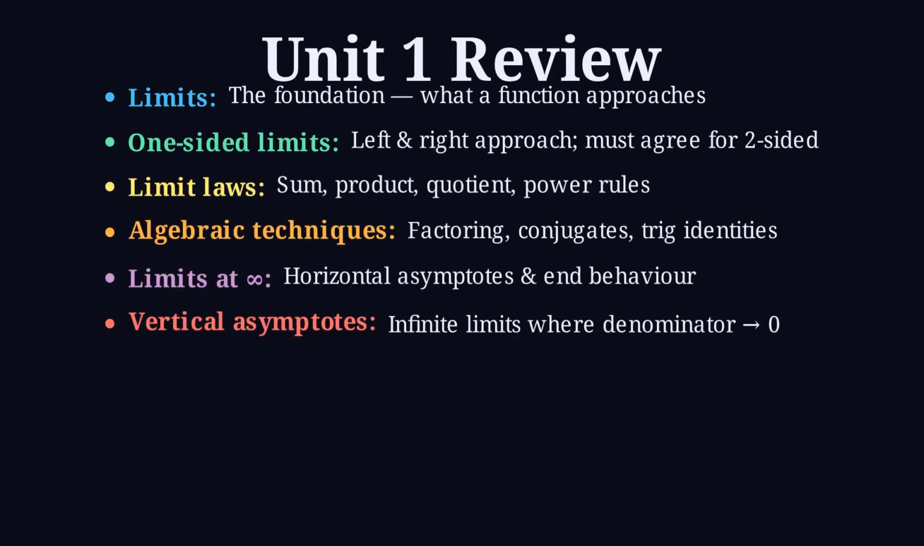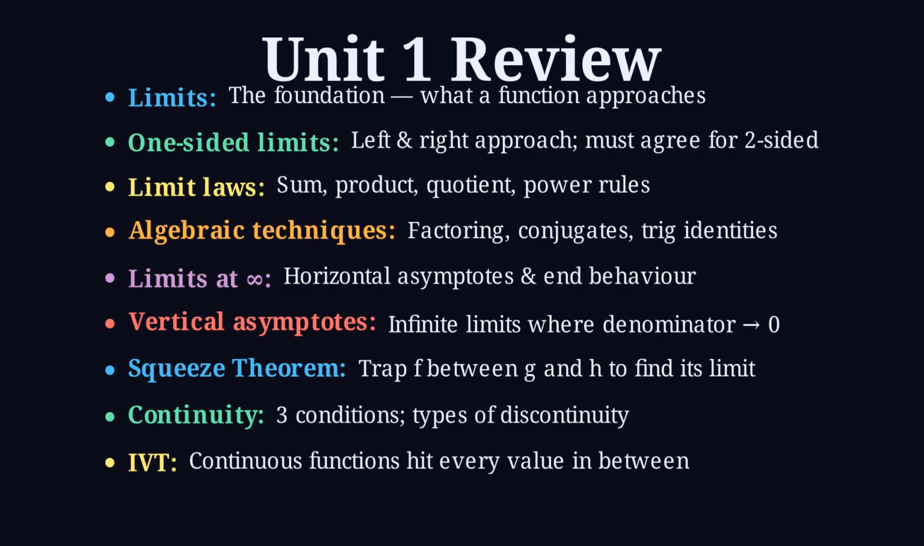Since f(1) is negative and f(2) is positive, 0 is between these values. Therefore there must exist some c in the open interval (1, 2) where f(c) equals 0. That is a root. The IVT gives us existence without finding the exact value.